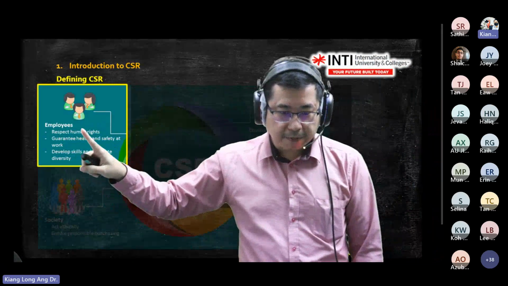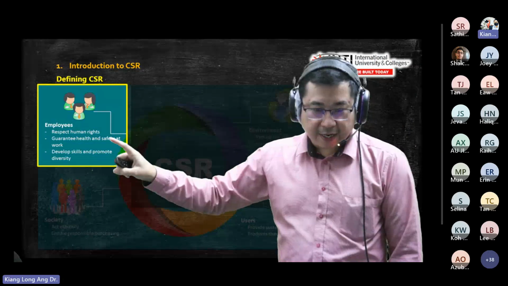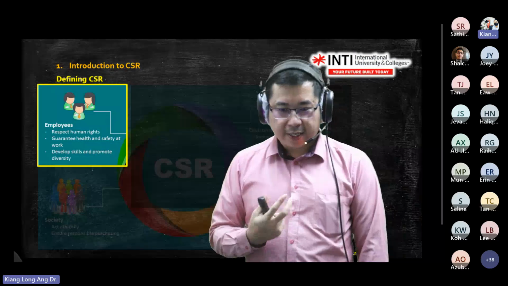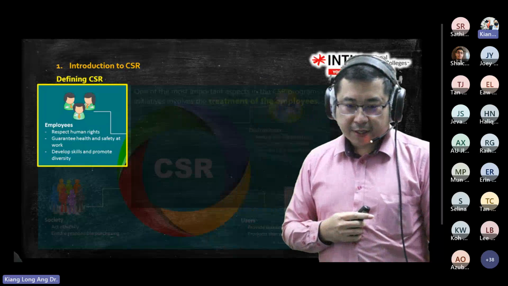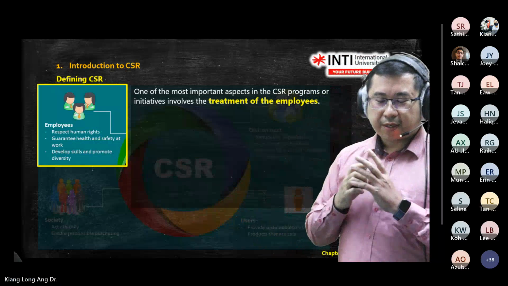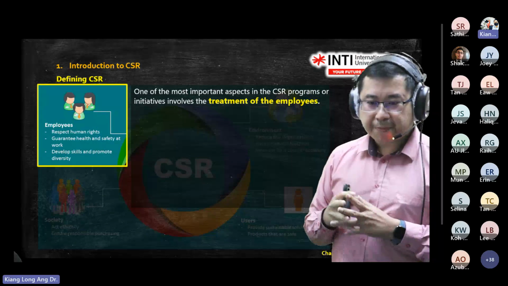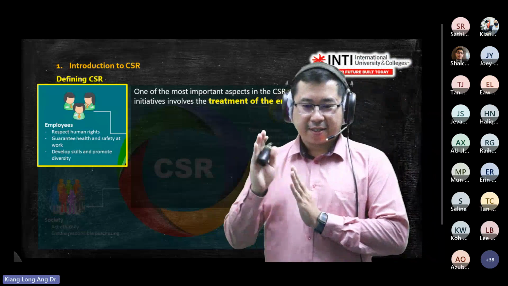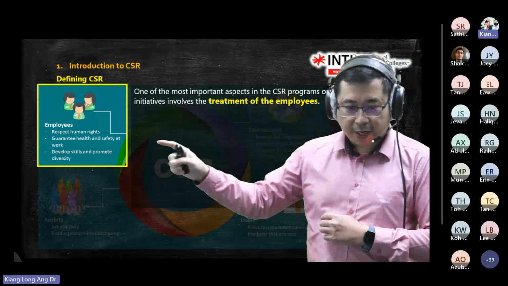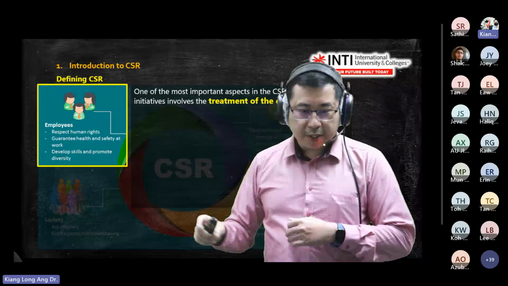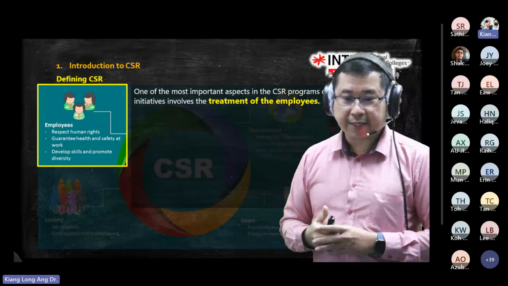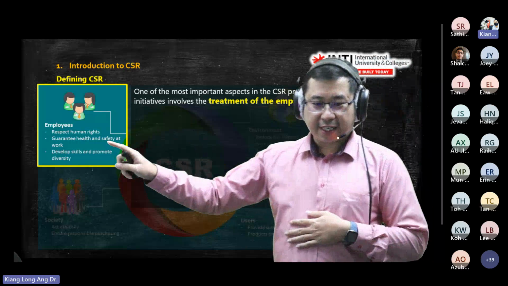So look at the first one. CSR, the first component, employees. So all these are the keywords here. What is meant when the company says, oh, I'm conducting CSR or I'm applying CSR? First, they look at the employees. Within the company, if they have a good CSR program, the first people they involve are the employees. Look at the benefit of the employees. All these are the keywords that you can elaborate on when you write your report later.